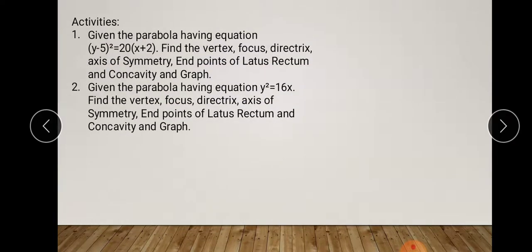Now, it's your turn. Activities. Number 1: given the parabola having equation (y − 5)² = 20(x + 2), find the vertex, focus, directrix, axis of symmetry, endpoints of the latus rectum, and the concavity, and graph it. Number 2: given the parabola having equation y² = 16x, find the vertex, focus, directrix, axis of symmetry, endpoints of the latus rectum, and concavity, and graph it.